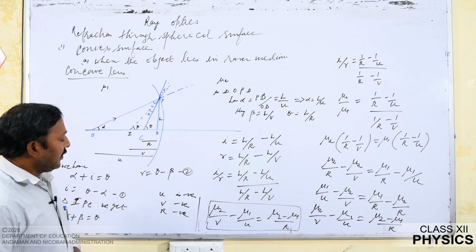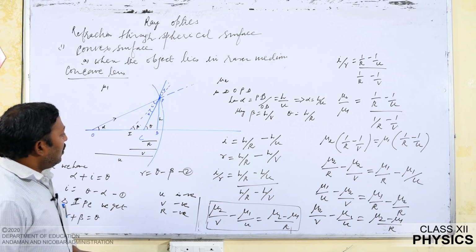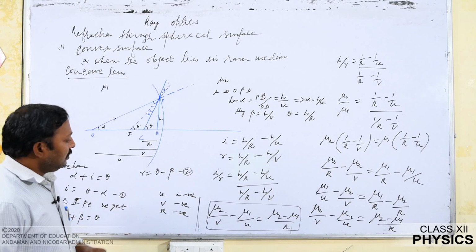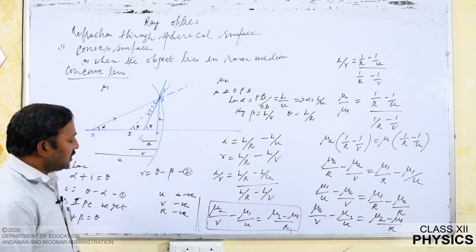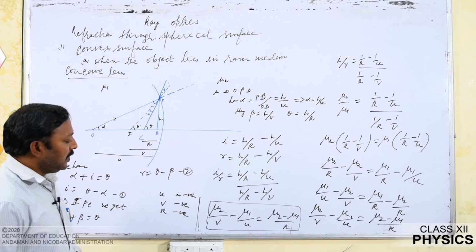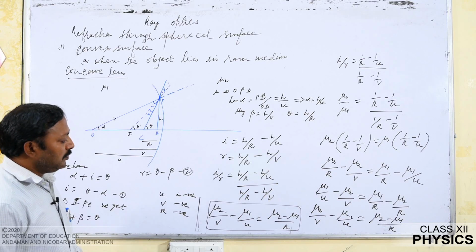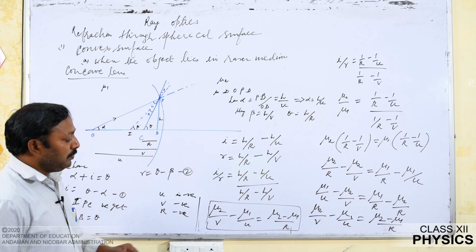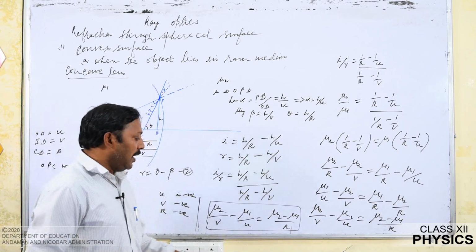We see that whether the lens is convex or concave, the expression mu 2 by v minus mu 1 by u is equal to mu 2 minus mu 1 by r is equally applicable.